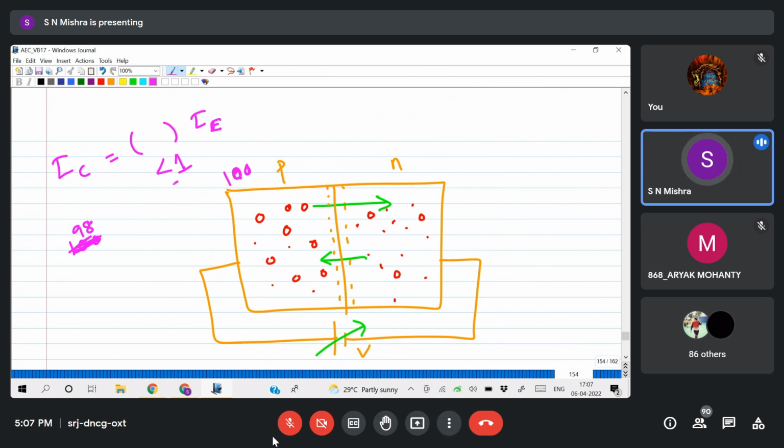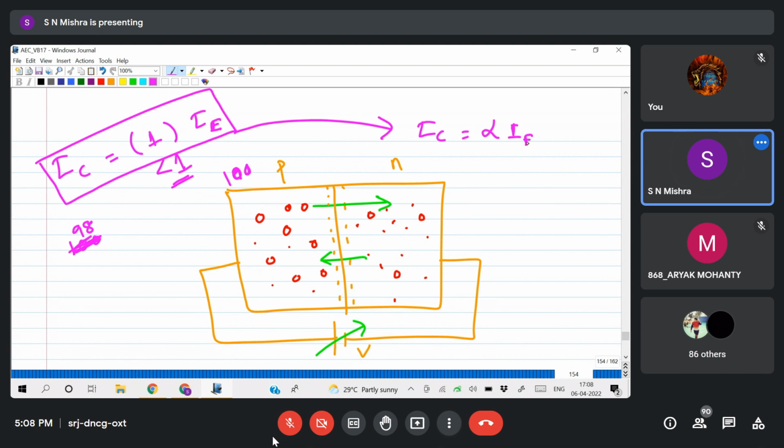If it is equal to 1, then IC equals IE, which is not true, because in the base region some recombination happens and we are not getting the same number of holes which are sent through the emitter. So this can be written as IC equals alpha IE, where alpha is less than 1.